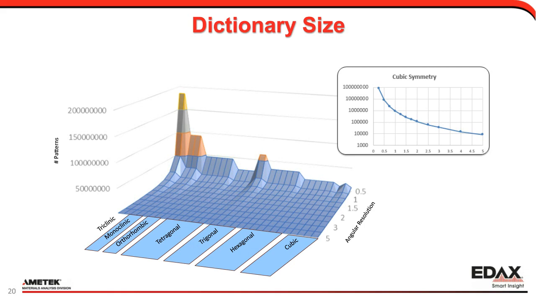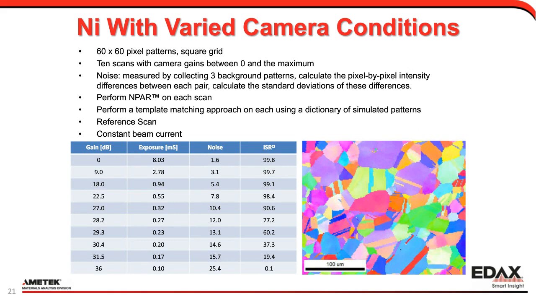So as an example, I'm going to show you, this is the one we've used the most, and you may have seen it in some recent papers. What we've done is we've scanned the same area on a nickel sample, but we're increasing the gain each time, and increasing the gain on the camera is a way to increase the noise in the patterns. So we're trying to investigate how well the dictionary indexing works as a function of noise.